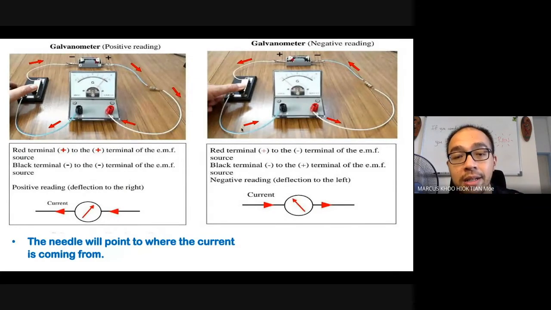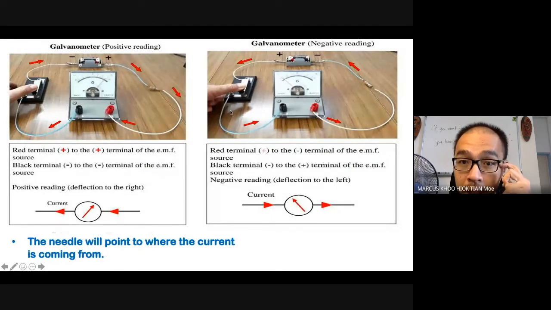So if the current is coming from this side, it's going to point to the left. If the current is coming from this side, it's going to point to the right. But the magnitude is still the same. It doesn't just show you the direction, but it also shows you a reading. For example, this is about 2 point something amperes. This is also about 2 point something amperes, but in the other direction. So this is a very important thing.